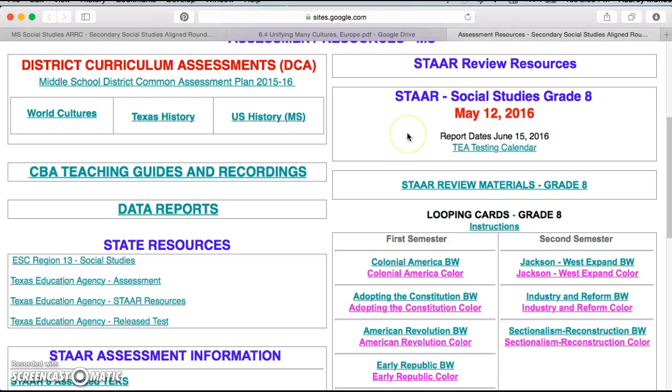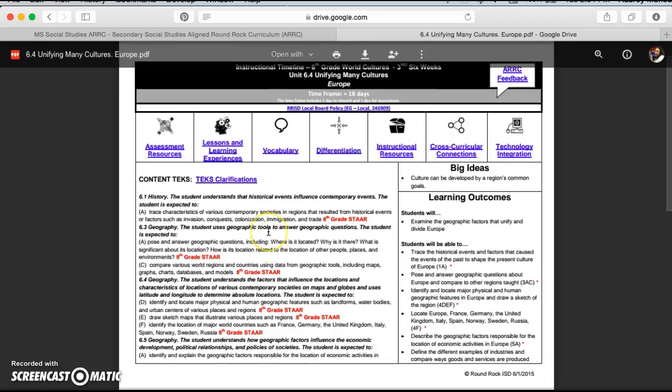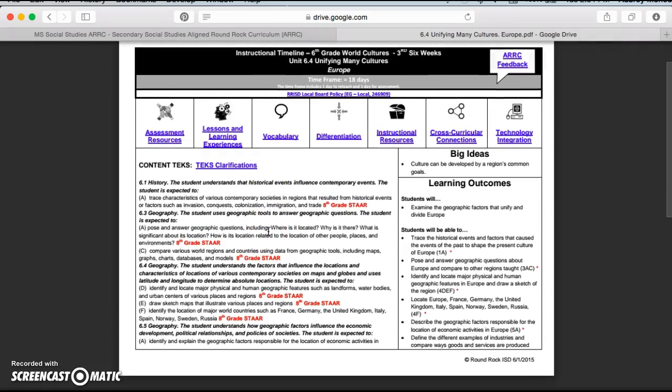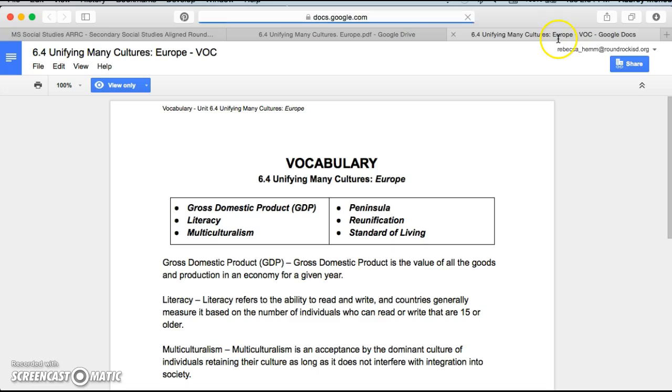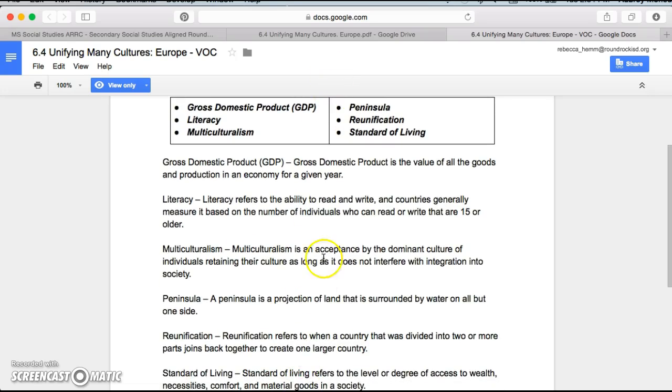Going back. The next thing is vocab from that unit. I feel like Round Rock ISD on their ARC has done a really good job of providing many resources for teachers to teach their TEKS and student expectations, such as vocabulary. It's very clear: this is the vocab we expect students to know for this unit, this 6 weeks. This is how they should be defined.